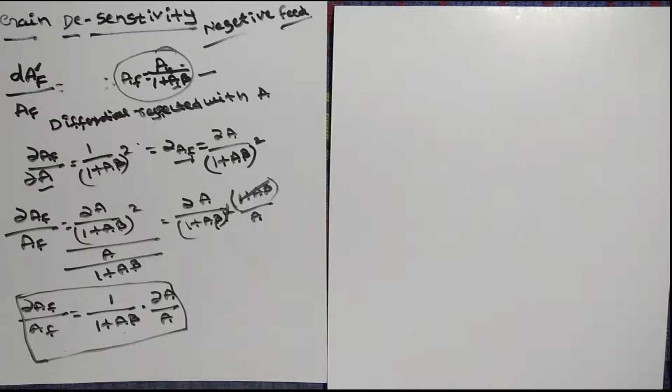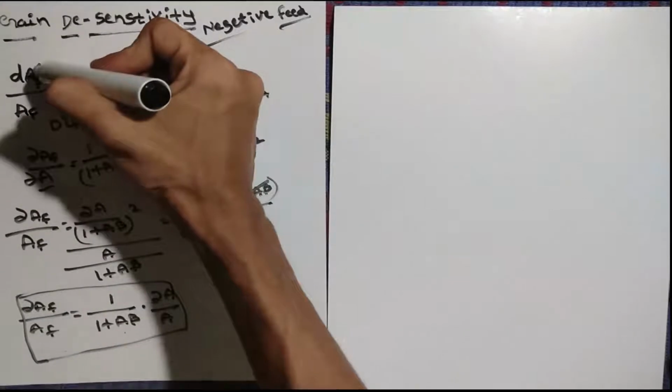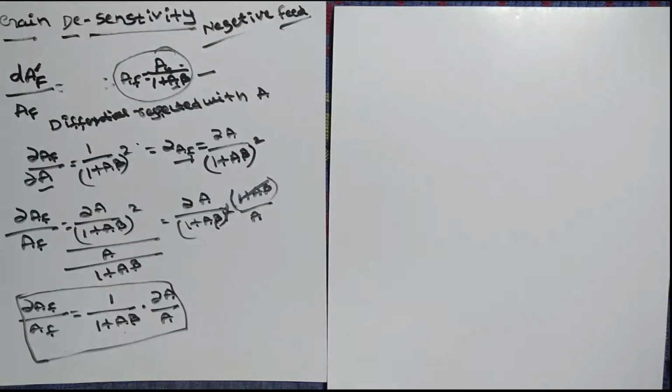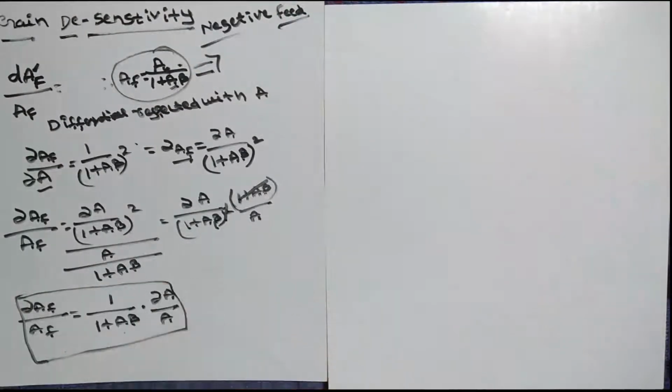Remember that gain desensitivity is nothing but the differential of gain divided by gain. To find it, first find the differential of gain with respect to gain, and whatever changes you get, divide by AF. Nothing new: whatever we discussed in negative feedback we have summarized, and found this as the final answer. This result shows the effect of variation in amplifier gain A on the total gain, reduced by the feedback amount. So 1 plus A beta is also called the desensitivity amount. This is all about gain desensitivity.